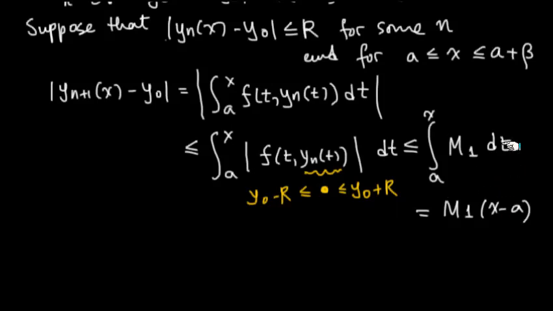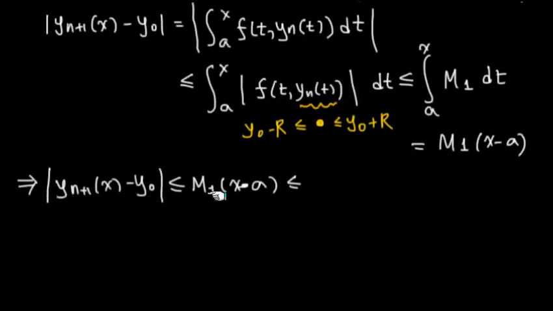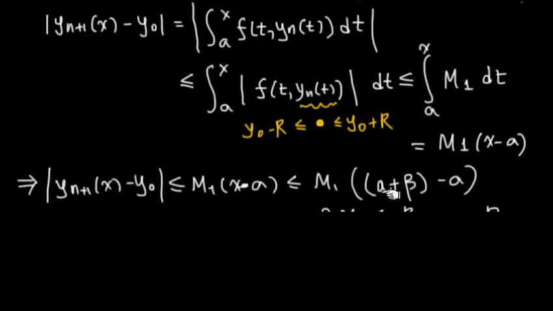Therefore, this integral with constant m1 is easy to calculate. So I wrote them down here. And what we want to establish is that this thing is still less than or equal to r. m1 is there. Let's get rid of x minus a. What is the maximum possibility of x here? It is of course a plus beta, the right endpoint. So if I replace it with a plus beta, it gets bigger, and you can see this is just beta. So it's just beta times m1, and beta was small enough so that it is bounded by r divided by m1. So if you replace that with the larger value, r divided by m1, you can see that's r.